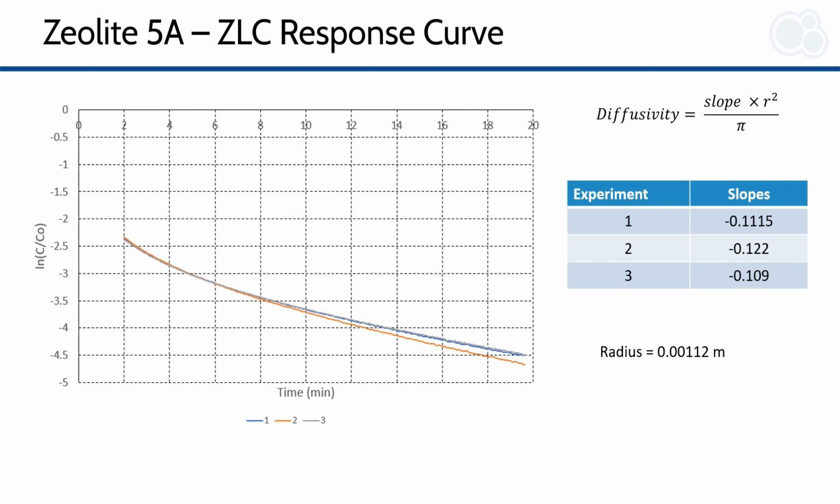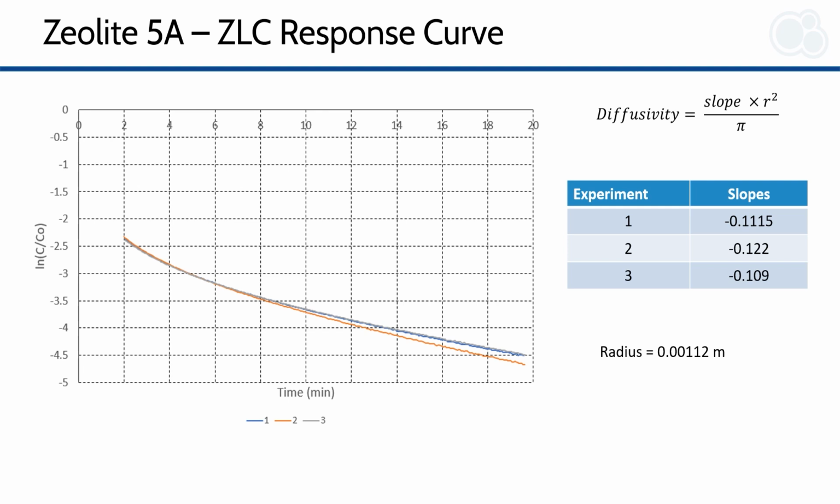Next, we'll look at our ZLC response curves for our zeolite 5A. So shown at the top right, we have our diffusivity calculation, where our diffusivity is equal to the slope times the radius squared of our particle divided by pi, which is valid for these spherical particles. We're then able to see our ZLC response curves, which is the natural log of our C over C naught concentration versus time on the x-axis.